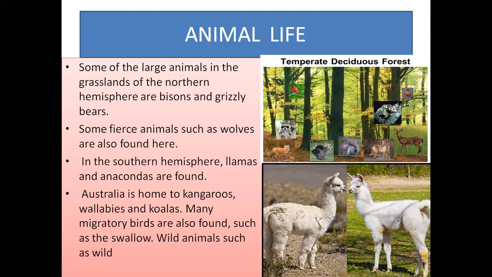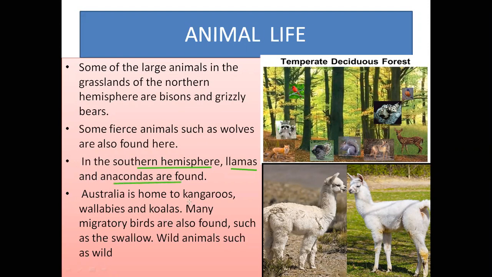In the southern hemisphere, llamas. What do you mean by llamas? It's a type of camel. People use them for meat and wool. In the southern hemisphere llamas are used for wool and meat, and the anaconda is also found here. In the southern hemisphere we can see llamas and anaconda.